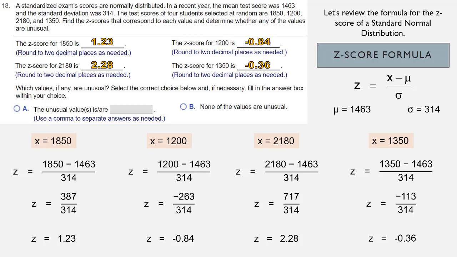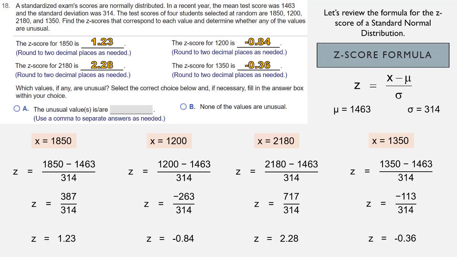So if we look at the z-scores we have here, the only one that's outside that range is 2.28. That's more than 2. More than 2 standard deviations away from the mean makes it an unusual value. So do we enter 2.28 here? And the answer is no.